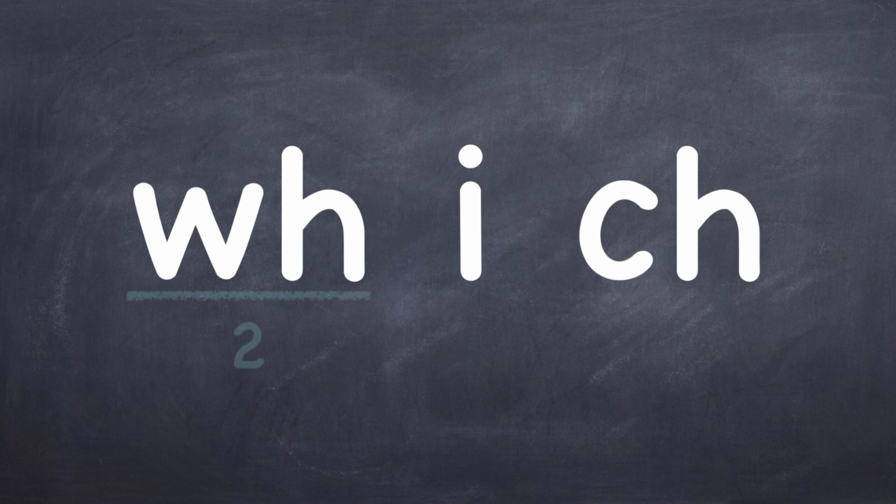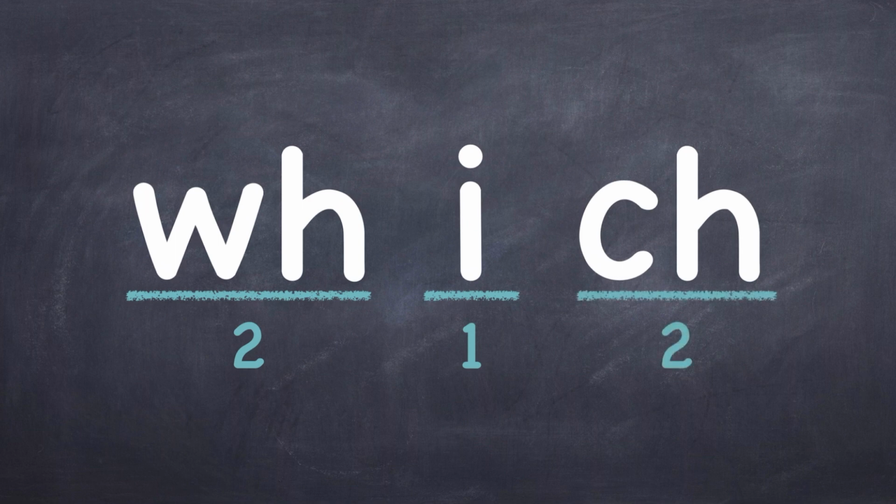That's w, again, a digraph, which is 2 letters, WH. So 1 line, the number 2 underneath to make them know that it makes 1 sound, but you need 2 letters for that 1 sound. I is in the middle, 1 letter. And ch at the end, here's our other ch sound, but this is a 2-letter ch. So we're going to put a 2 underneath that.